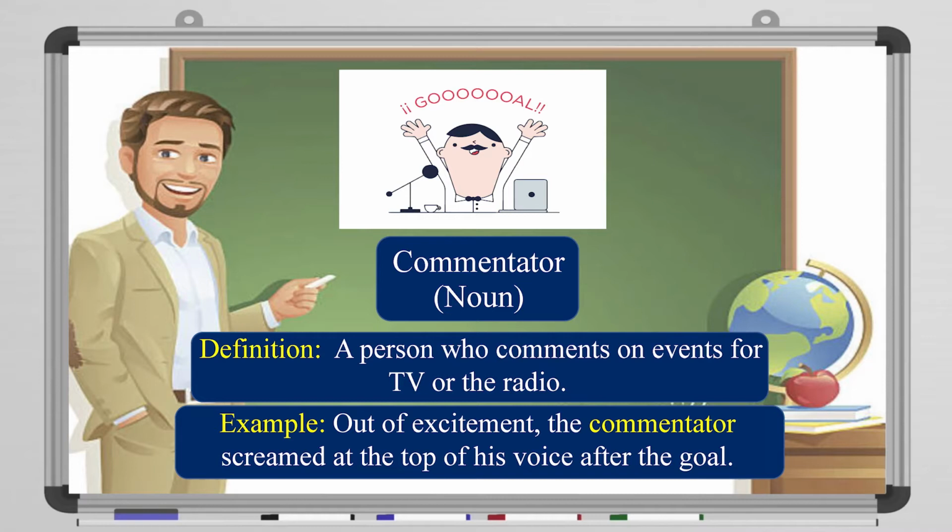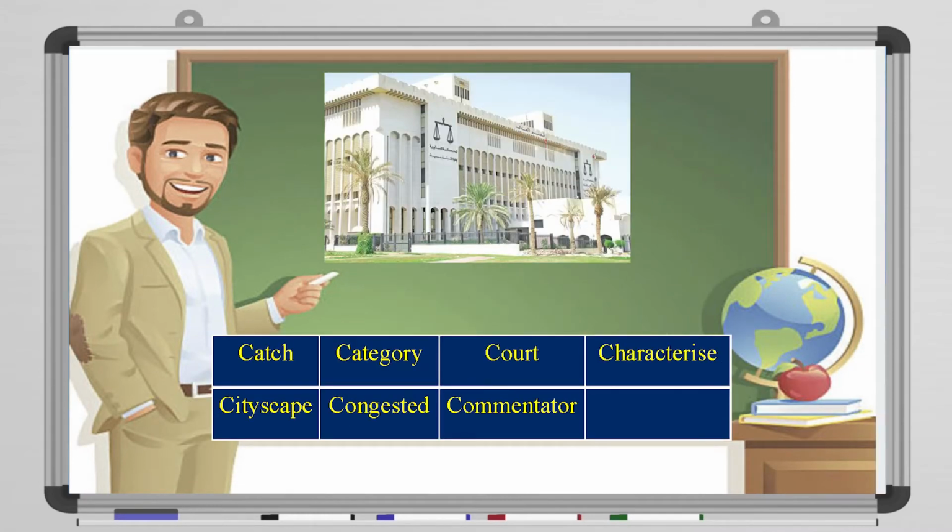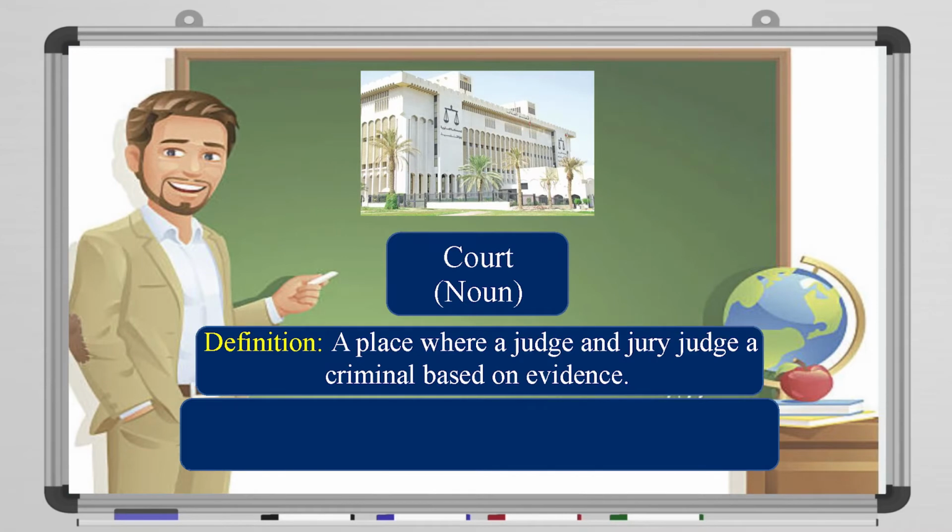Cool? Okay? Good? Let's look at the last word we have for today. So we have this building with a sign of a scale. So what do you think this building is? Is it a school? No? Then what is it? It's a court. Very good. Excellent. A court is a noun, and it is a place where a judge and jury judge a criminal based on evidence.